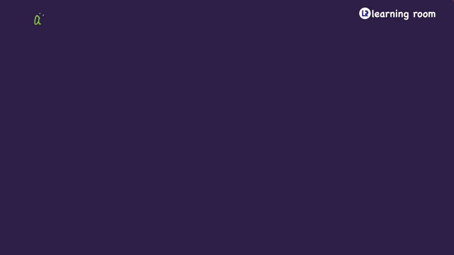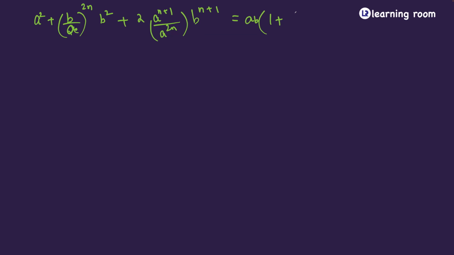A square plus b by a to the power. Okay. Plus b into b square. Is equal to, what do you have? AB into something, you will have AB into what is it? That I'm asking you to multiply and tell me. AB into b by a to the whole power 2n.